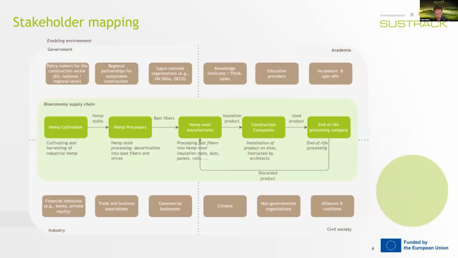Then a quick overview of all the different stakeholders. Here at the center, again, the bioeconomy supply chain, which starts with hemp cultivation, and then all the different stakeholders who are involved within the processing, manufacturing, and implementing hemp and hemp fiber insulation. And also, of course, there's input from government, research and academia, industries, both for use that would buy hemp insulation, but also sell it. And also, of course, the citizens and people who also have input.